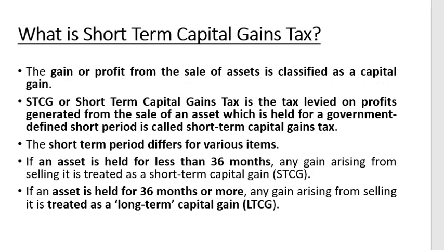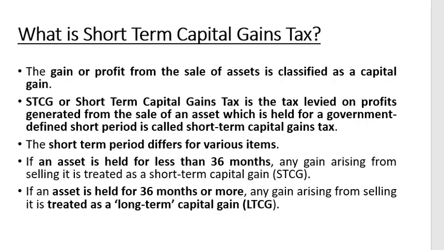Next economic term is short-term capital gains tax. The gain or profit from the sale of assets is classified as a capital gain. Short-term capital gains tax is the tax levied on profits generated from the sale of an asset which is held for a government-defined short period. The short-term period differs for various items.